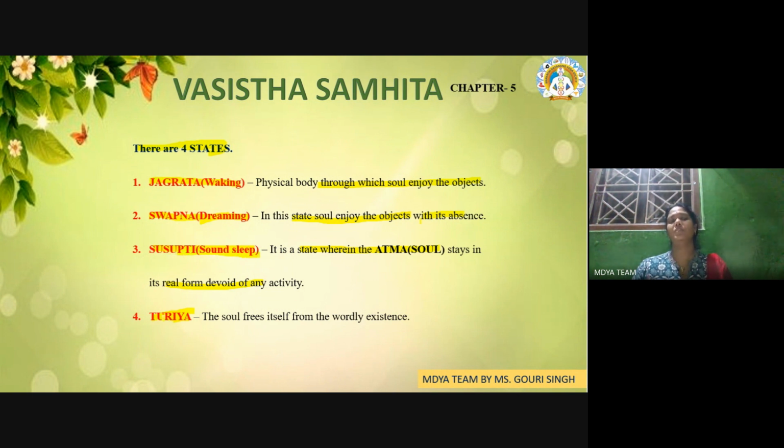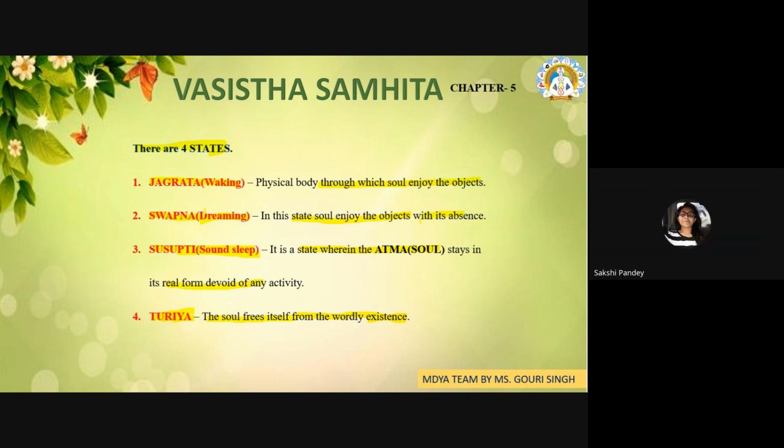And the fourth one is Turiya, which is only achieved through the Samadhi state, where the soul is free from the self and from worldly existence. When you reach the higher Samadhi state, Patanjali calls it Dharma Megha Samadhi. Here it is called the Turiya state, the highest state of Samadhi. So these are the four states discussed here.